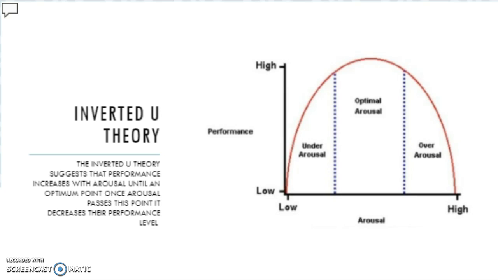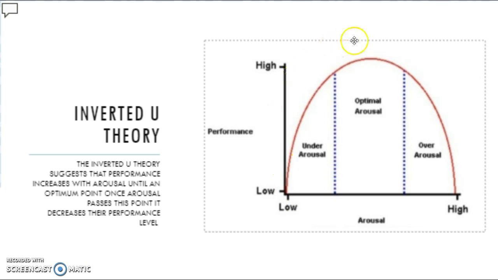The inverted U theory. The second theory I'm going to talk about is the inverted U theory. The inverted U theory suggests that performance increases with arousal until an optimum point. Once arousal passes this point, it decreases in their performance. The diagram on the screen will help you walk this through. If you're in the first section of the inverted U, then you are under-aroused.